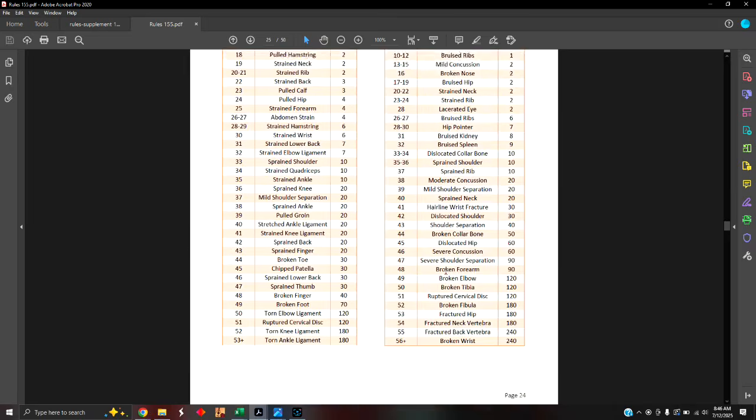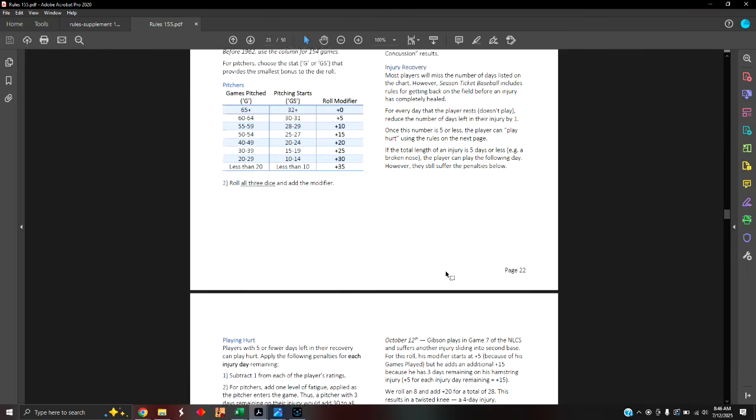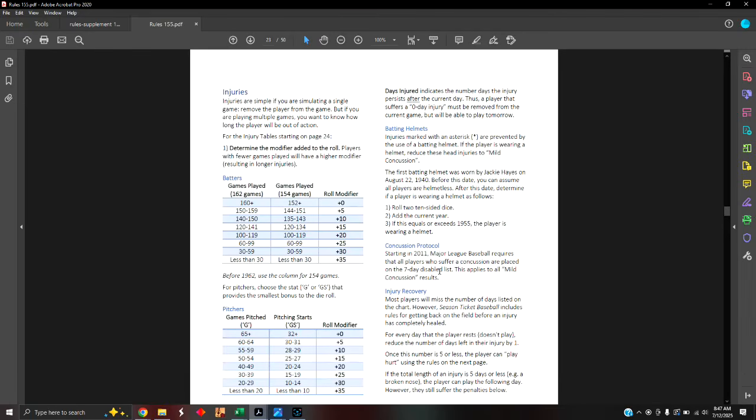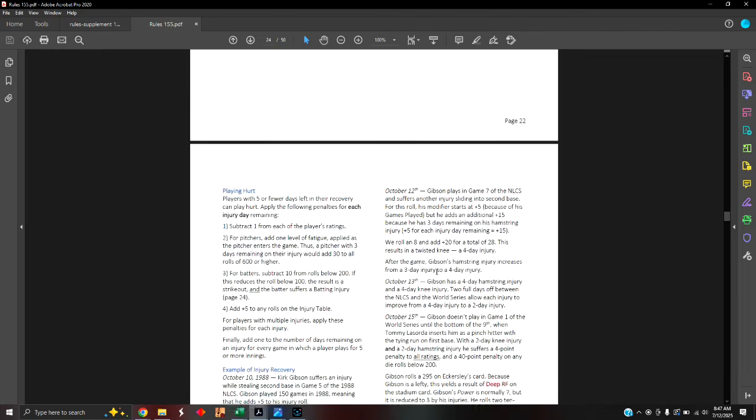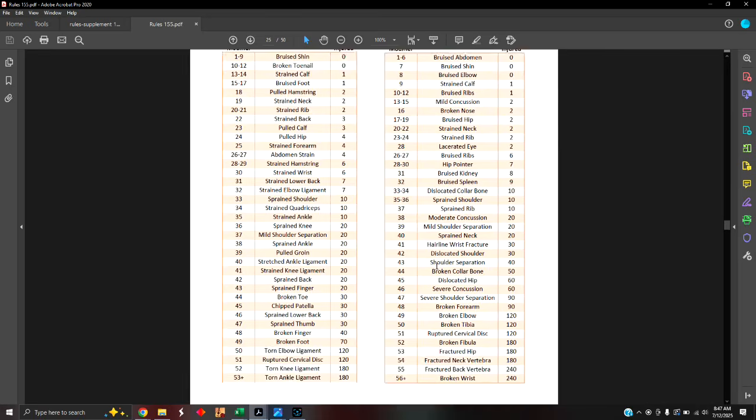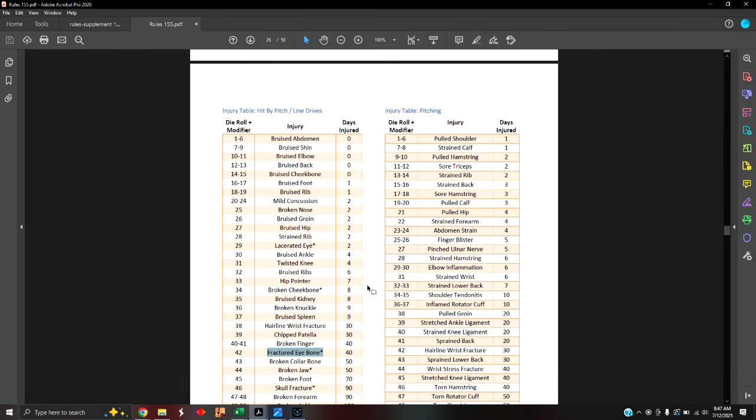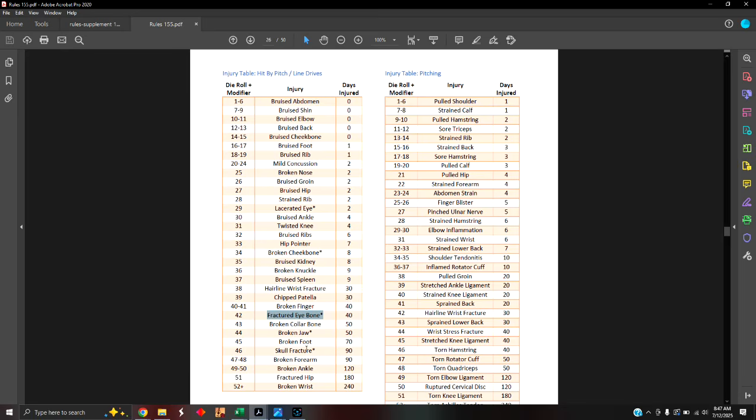I believe, is it just the head injuries? Reduce these head injuries to mild concussion. Okay, so I don't know that I would. Oh, I probably would, I guess. So to me, lacerated eye would not result in a mild concussion, personally. But I'd say broken cheekbone, fractured eye bone, skull fracture, those I would probably say are stopped by the batting helmet and result in the concussion.